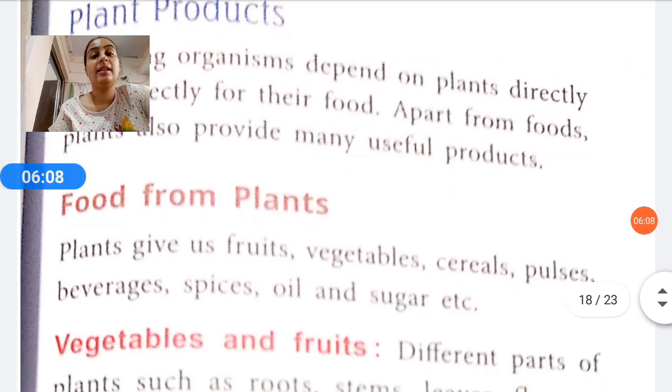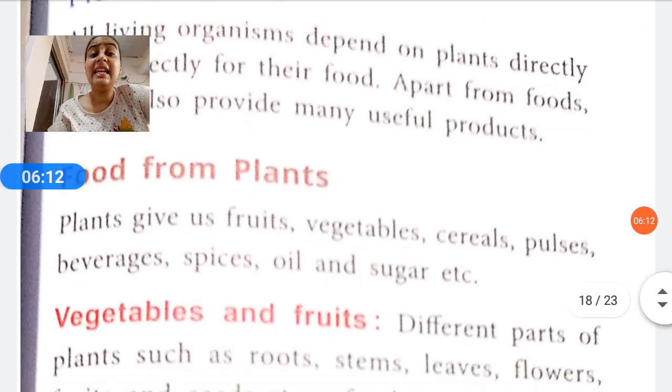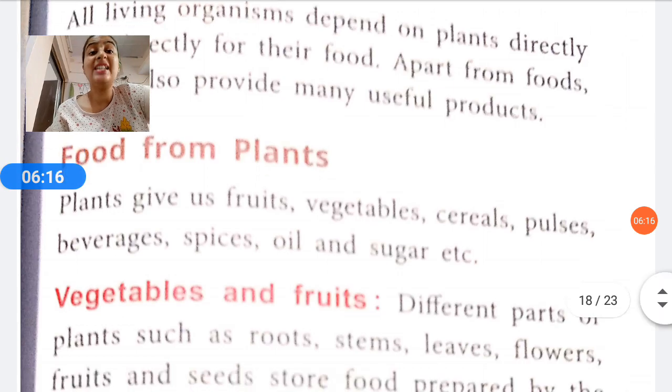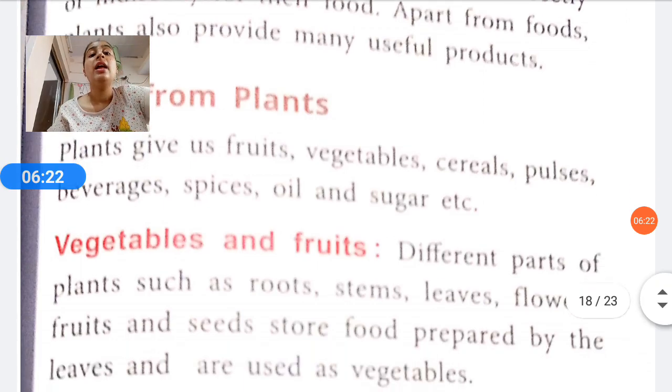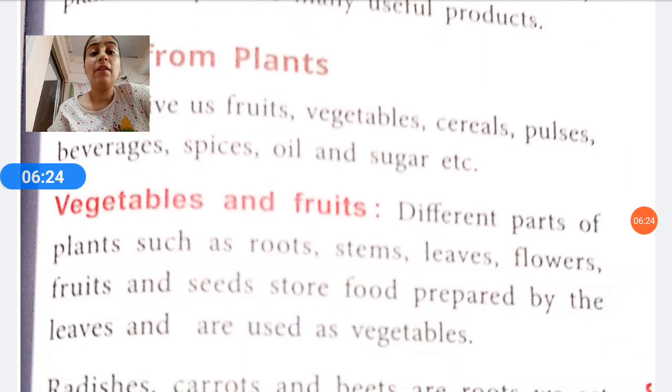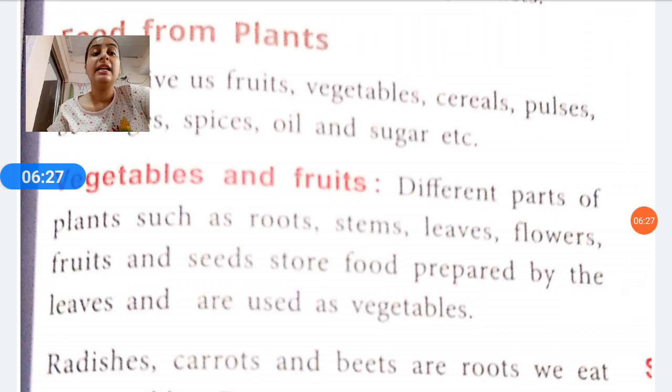Food from the plants. Plants give us fruits. They also give us vegetables, cereals, pulses, beverages like tea and coffee, spices, oil and sugar, and many other foods. Vegetables and fruits: different parts of plants such as roots, stems, leaves, flowers, fruits and seeds store food prepared by the leaves, and they are used as vegetables.